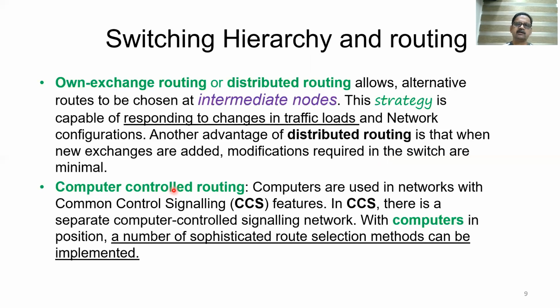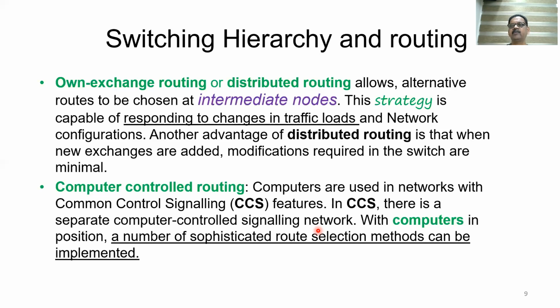Next, we will see computer controlled routing. Computers are used in networks with common control signaling features. So in the computer controlled routing method, we adopt CCS signaling. We will have a separate discussion on CCS signaling. Here they have given the salient features of CCS signaling. In CCS signaling, there is a separate computer controlled signaling network. The beauty of CCS is that the signaling and the speech need not follow the same path between the source and the destination, subscribers or exchanges.